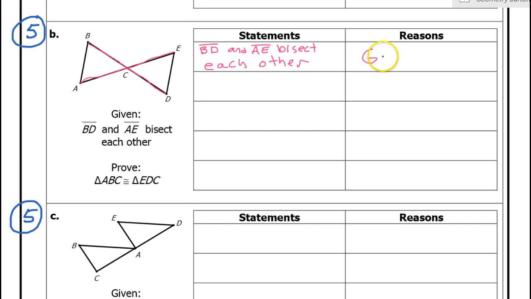All right, and of course that is given. So bisecting each other means that they cut each other in half. So that leads us to the information that BC will be congruent to CD. So we will say BC is congruent to CD. Okay, and that will be the definition of segment bisector. All right, definition of segment bisector.